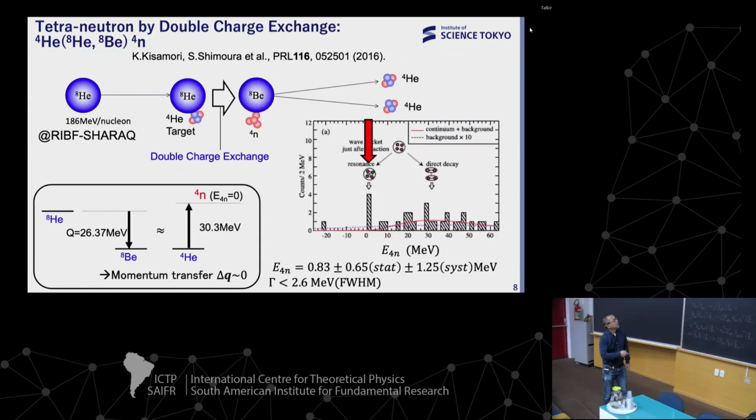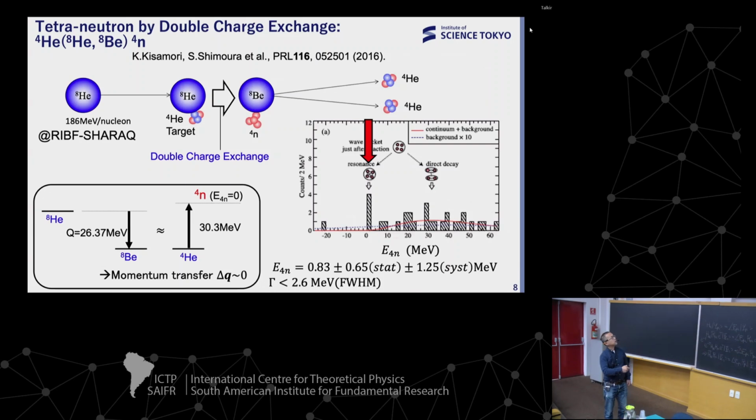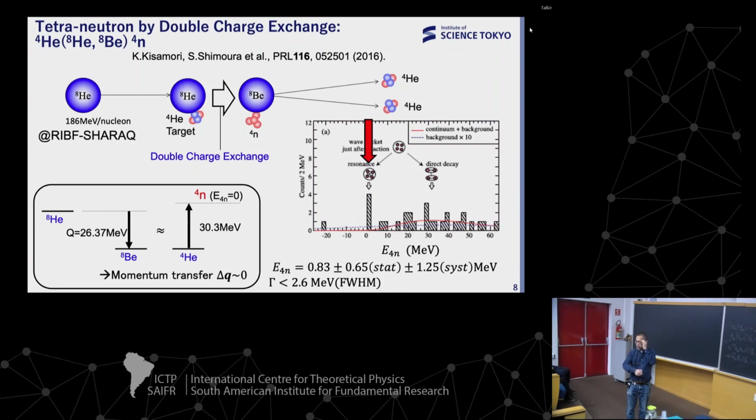Anyway, so the next measurement was introduced by... who was that? Yeah, but anyway, I'll explain. Helium-4, there was a measurement: helium-8, beryllium-8, tetraneutron. This is called a double charge exchange, because helium-8 to beryllium-8 exchanges 2 electric charges, right? So helium-8 impinges on a helium-4 target, okay?